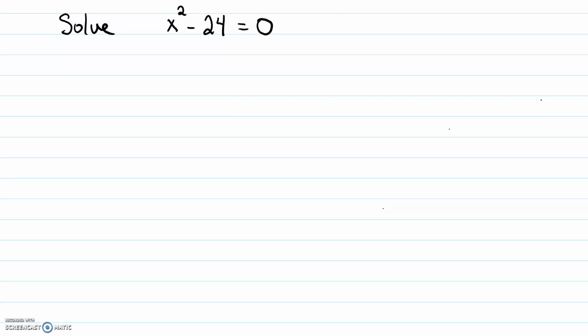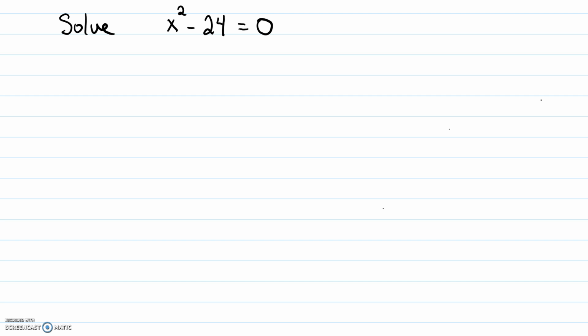For this video, we're going to solve x squared minus 24 equals 0. This is a quadratic equation because your highest variable exponent is 2. So with solving quadratic equations, the first thing you can do is determine if you can or cannot use the square root method. Using the square root method, you can only have one variable squared, and that exists in this problem. We only have one variable squared. So we can use that method.